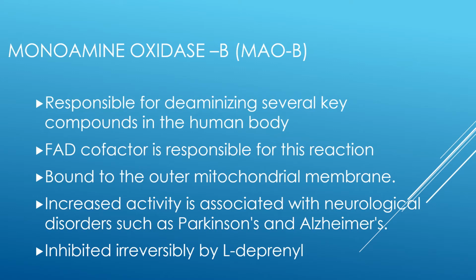Today we'll be talking about monoamine oxidase B, or MAOB. Monoamine oxidase B is essential in the human body for deaminating several key compounds. It is involved in the deamination of dopamine and is responsible for the metabolism of several key neurotransmitters. It does this through a FAD cofactor, and the enzyme is bound to the outer mitochondrial membrane.